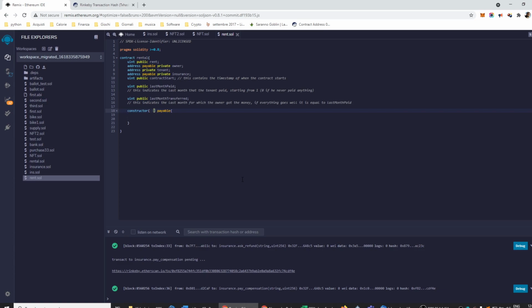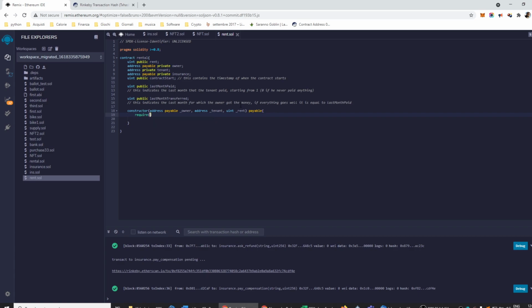So we must specify who is the owner. So address payable owner, comma. Who is the tenant? Address tenant. You cannot write tenant directly. It doesn't work. It doesn't go automatically here, because this is a local variable name. And uint rent. Okay. So require.